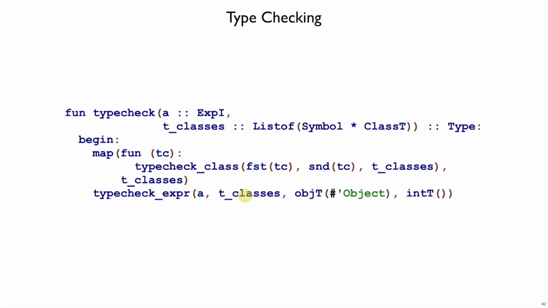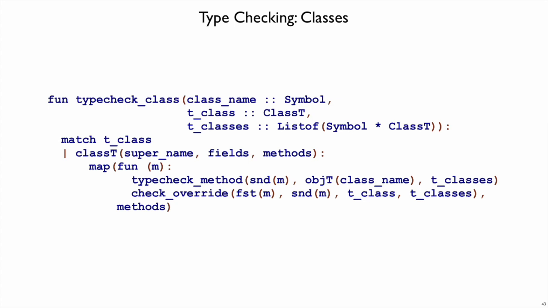So we pass in the list of class declarations, but also we need the this type and the argument type. So remember that our interpreter for classes with inheritance starts off with a dummy object, which is an instance of the class object, and it starts out with a dummy arg, which is 0, just for this main expression. So that's why we pass an obj object and int t for those two things. Right? Type checker expressions here doesn't need an environment, but it does need types for this and arg.